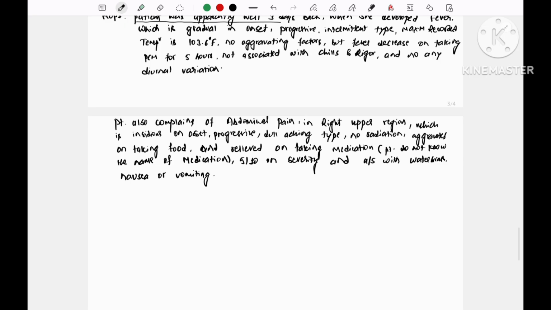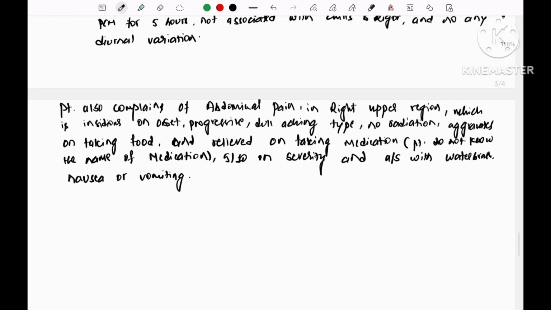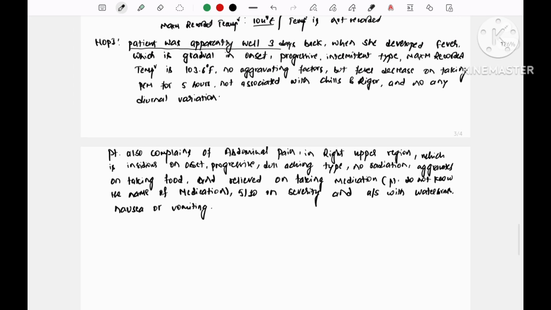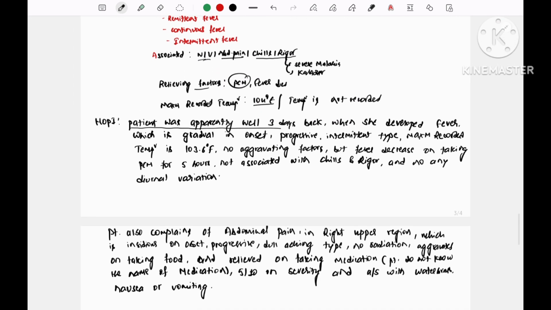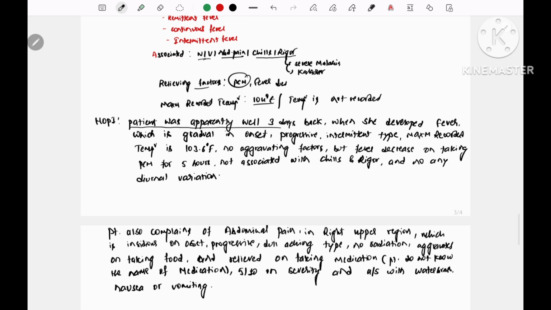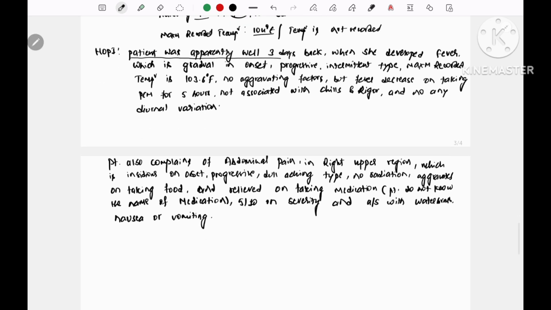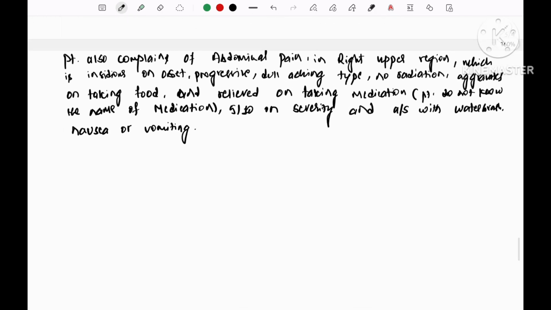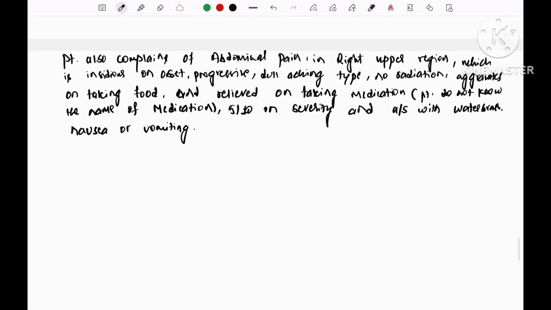So is this the complete history? No, we have to rule out the systemic illness also. Here the patient is having fever and the patient is having abdominal pain. So the cause is most likely abdominal.